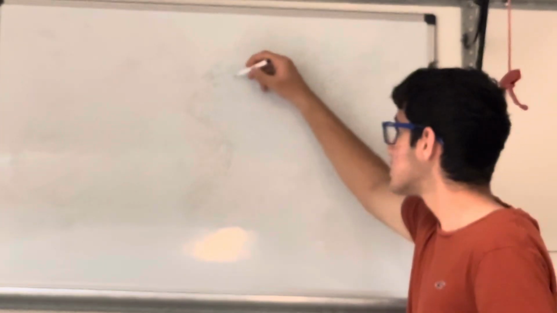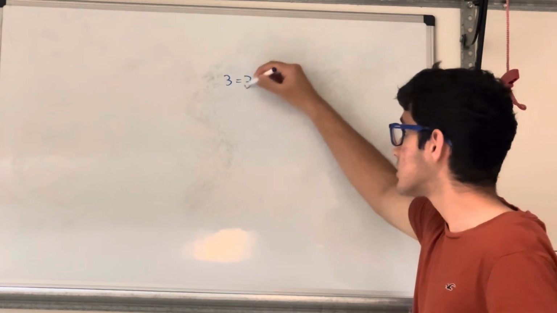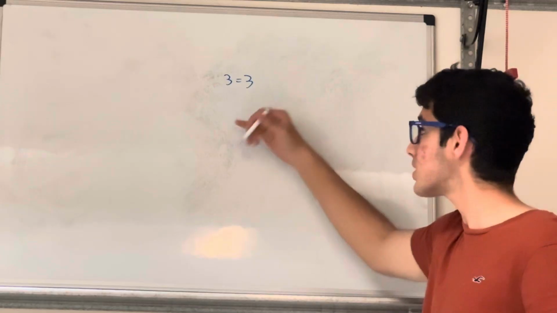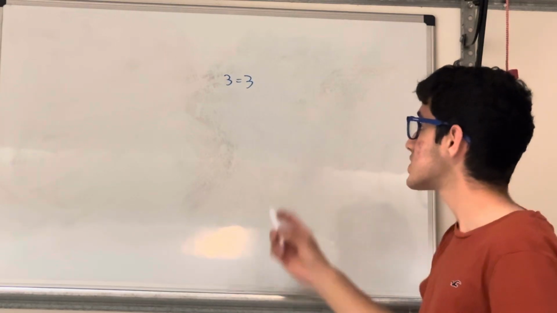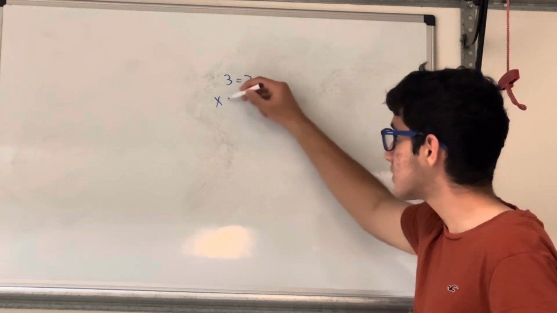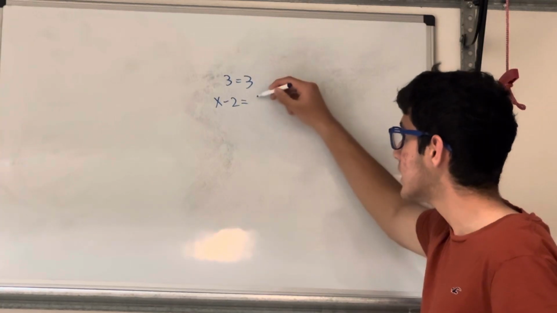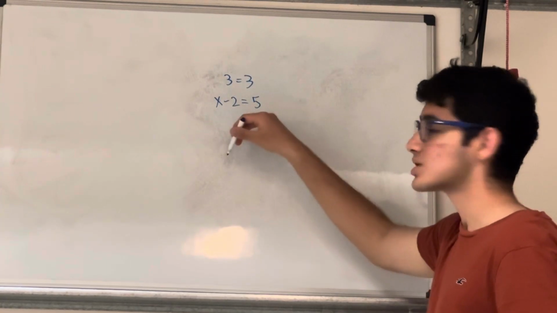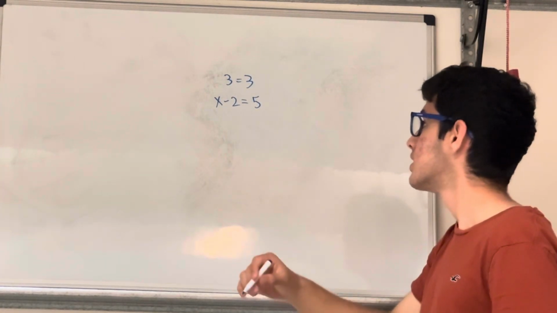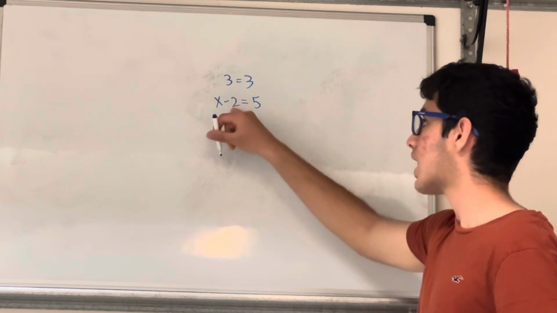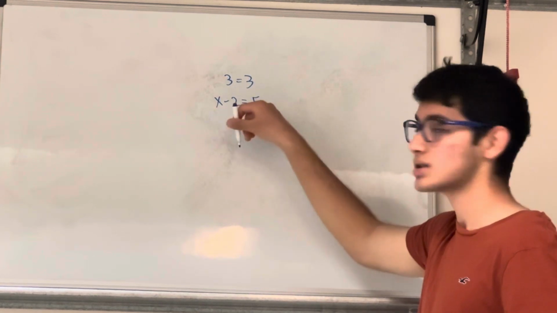An equation is just something with an equal sign. So, for example, 3 equals 3. This is an equation. It might be a very simple one, but it's an equation nonetheless. A slightly more complicated equation, so pause the video, try it. Hopefully you can do this in your head. Is something like this: x minus 2 equals 5, solve for x. The step you might have taken is to add 2 to both sides, which will give you x equals 7.